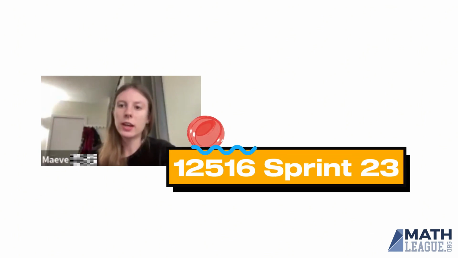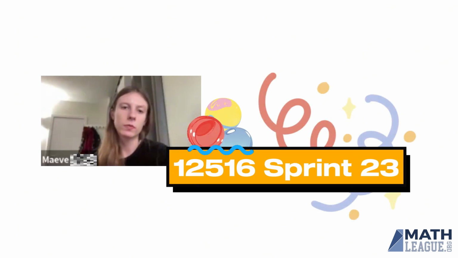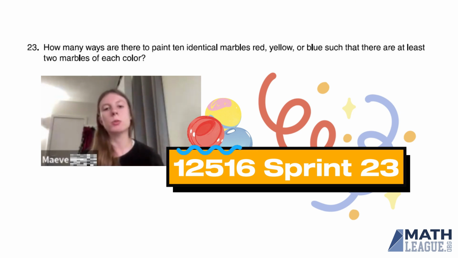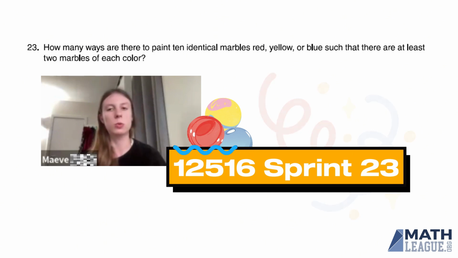Hello guys, let's look at Sprint number 23, which is: how many ways are there to paint 10 identical marbles red, yellow, or blue, such that there are at least 2 marbles of each color? Okay, so we've got our 10 marbles, they're identical, so we don't need to worry about which one is painted red, yellow, or blue. That's sort of an important part of this problem.